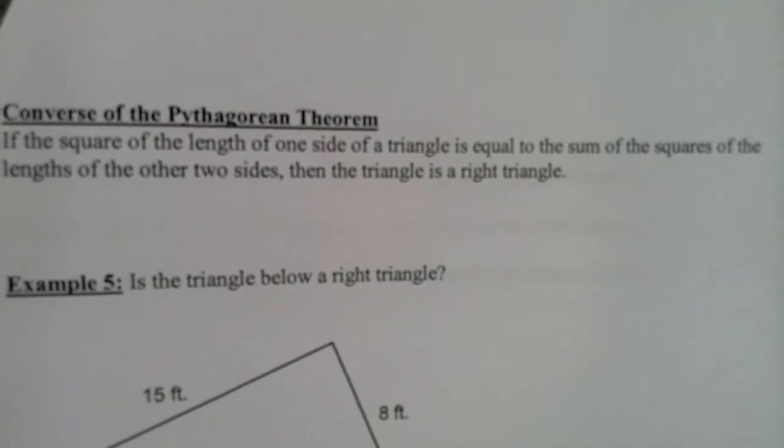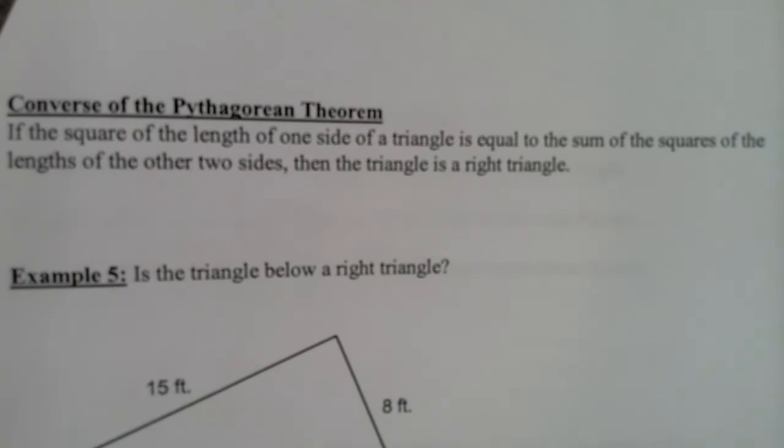If you know the square of the length of one side of a triangle is equal to the sum of the squares of the lengths of the other two sides, then the triangle is a right triangle.